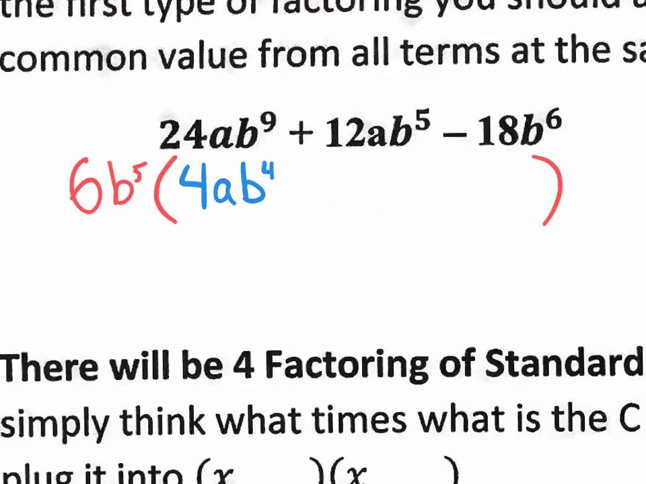The second term, 6b to the 5th times what will get us a positive 12ab to the 5th? Positive 2a. That's it. No b's, right? Because b to the 5th, that's all we need. And for the last term, 6b to the 5th times what gets us a negative 18b to the 6th? Minus 3b, just b. You could put b to the 1 if you want, but it's just b. Because b to the 5th times b is b to the 6th.